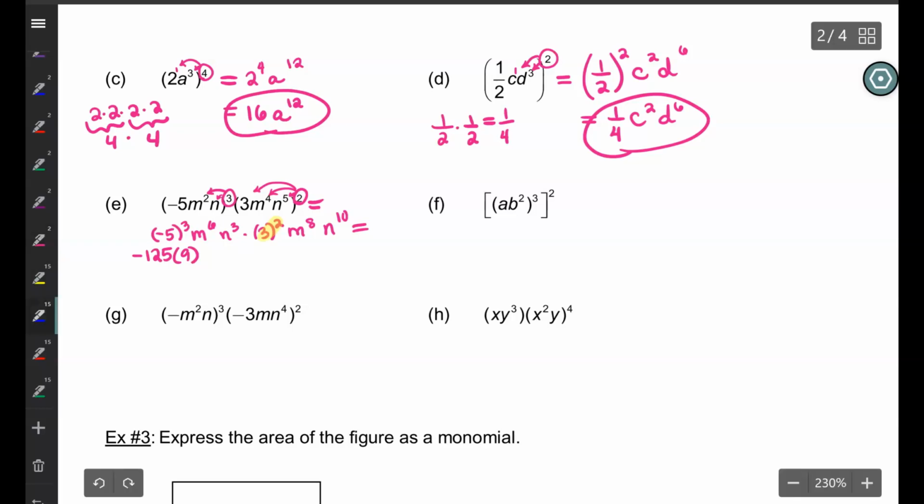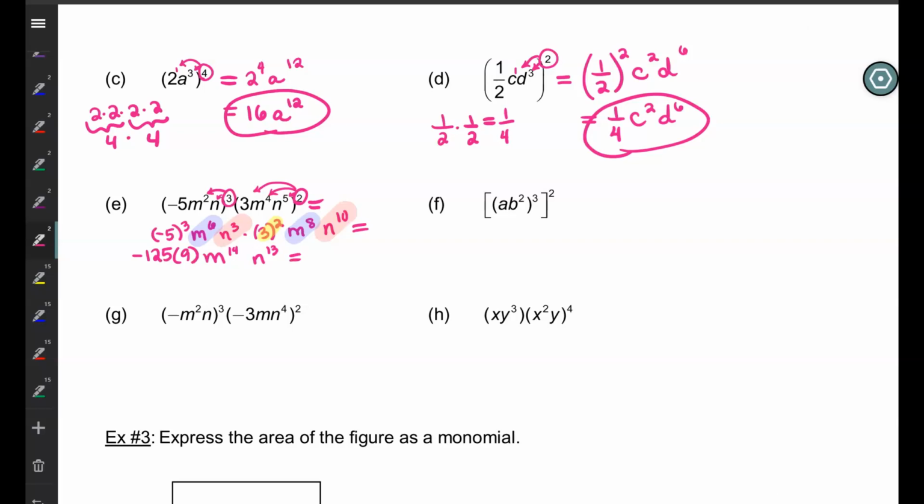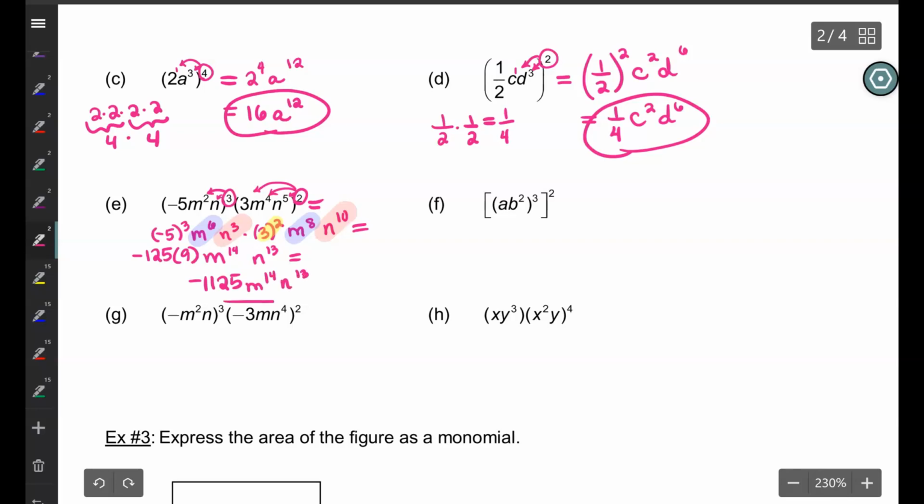Okay, now let's combine m to the 6th, m to the 8th. Now remember, when we combine variables, we're going to add the exponents. So that's going to be m to the 14th power, and then I have n to the 3rd and n to the 10th, so that's going to be n to the 13th. Now I just want to multiply together -125 times 9, so that's -1,125, and then m to the 14th, n to the 13th.